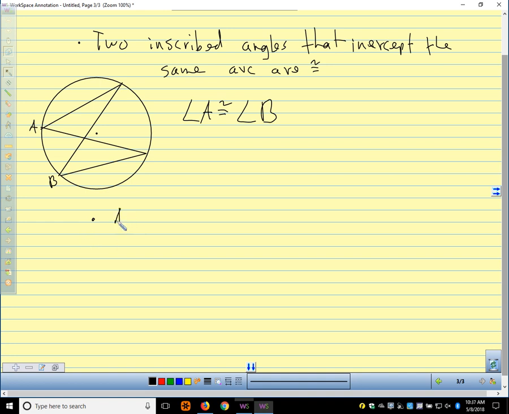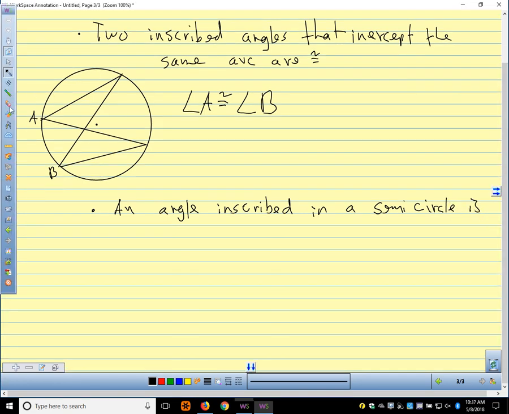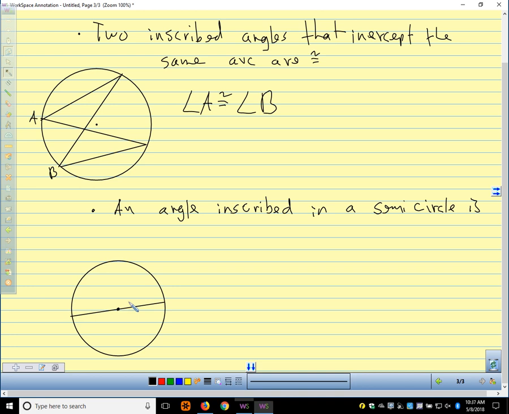Second one, an angle inscribed in a semicircle is, and I'm going to draw the picture here, I think we can figure this one out. So a semicircle means how much of the circle? Half. A semicircle is half a circle. So we're going to inscribe an angle in a semicircle, like so.